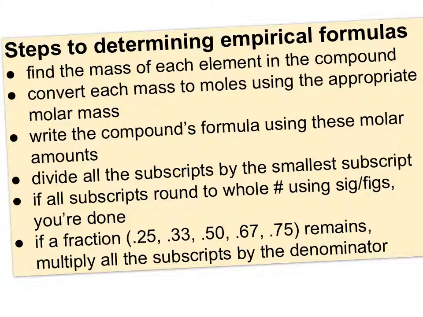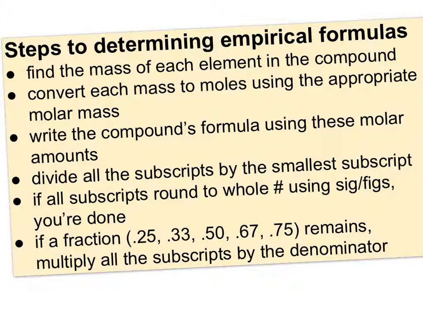So the steps I like to use in determining an empirical formula is to find the mass of each element in the compound. And again, you have to do this experimentally or it's given to you in a word problem. Then you convert each mass to moles using the appropriate molar mass. And then step 3, I like to write the compound's formula using these molar amounts to remind me that that's what subscripts really are, the molar amounts or the molar ratios. And then I divide all the subscripts by the smallest subscript. And if they all round to whole numbers when I take into account my sig figs, then I'm done.